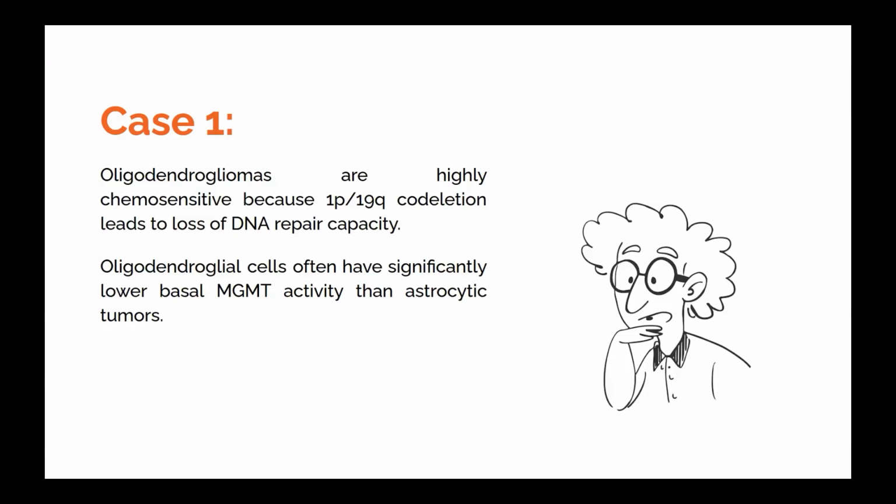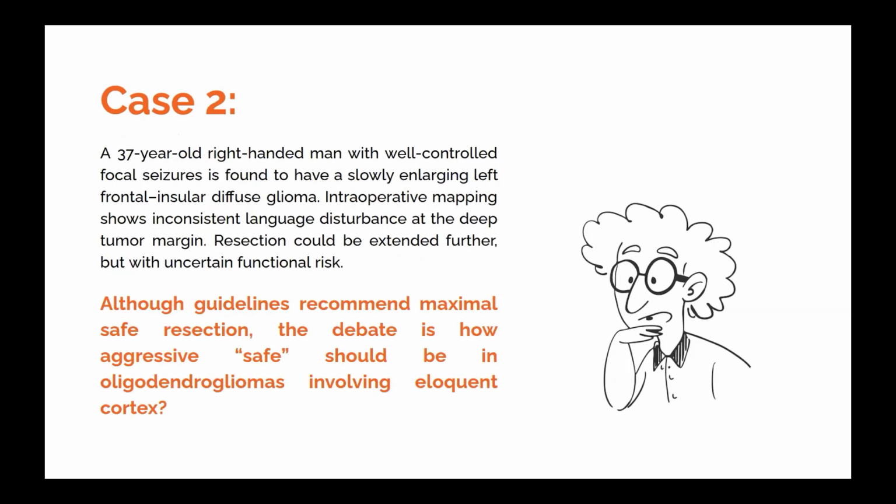Dr. Mustafa, I'm very glad that you have remembered almost everything we discussed in the first session. Oligodendrogliomas are highly chemosensitive because 1p19q co-deletion leads to loss of DNA repair capacity. And these cells often have significantly lower basal MGMT activity than astrocytic tumors. MGMT is the tumor's defense mechanism. It's like the first line defense mechanism of tumor cells. If the activity is lower on the baseline, these tumors or these cells are automatically going to be more susceptible to the chemotherapy.